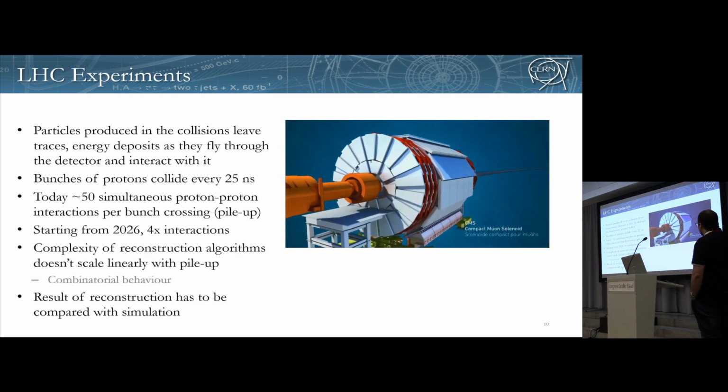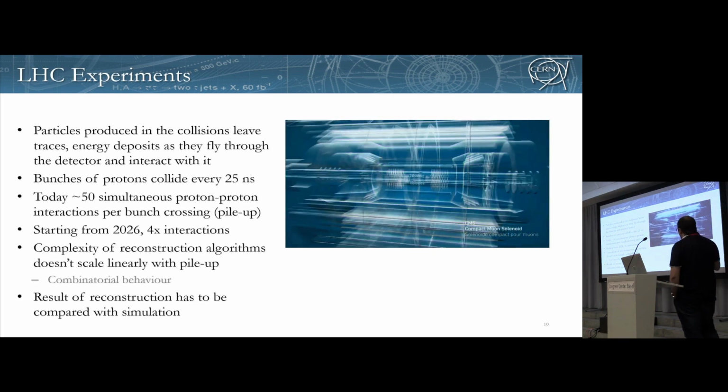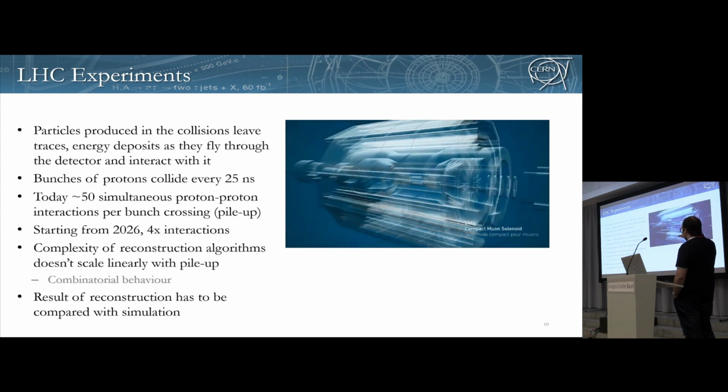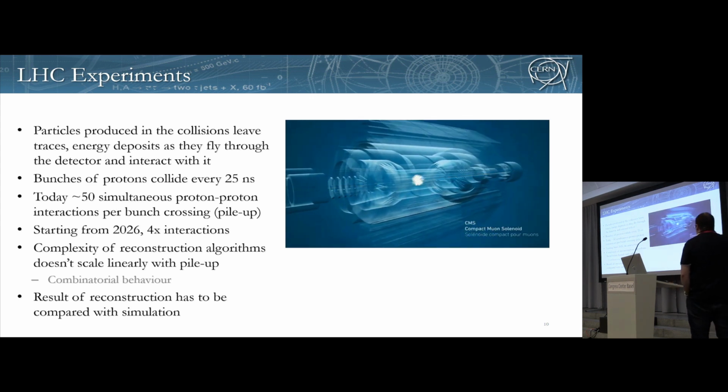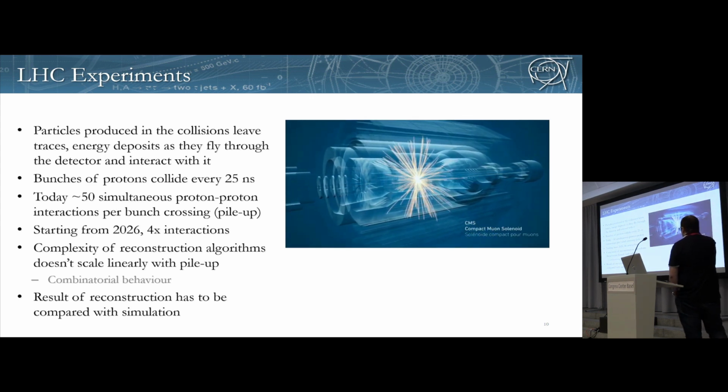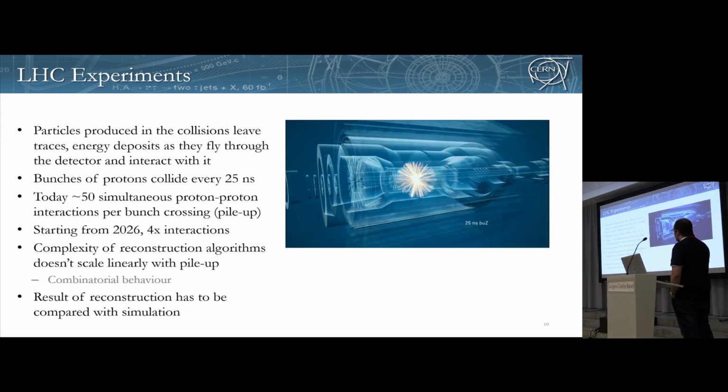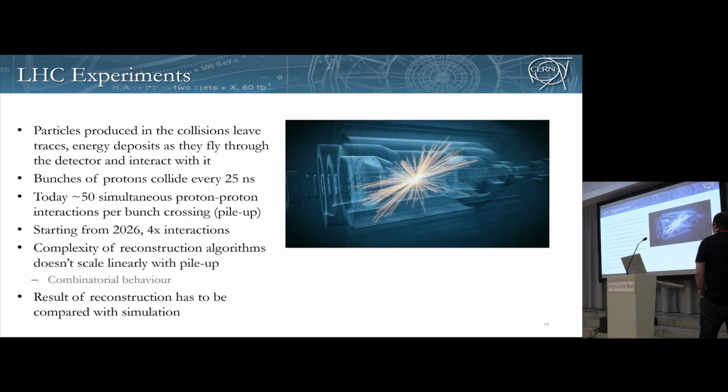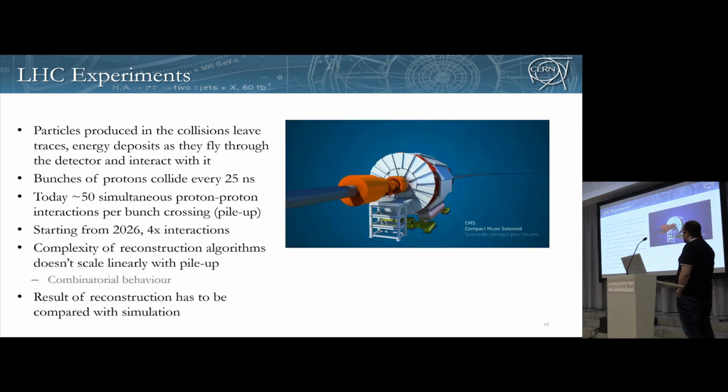So to summarize, at the LHC experiments, we have bunches of protons colliding every 25 nanoseconds. Particles produced in the collision leave traces that we want to study. Today, each bunch crossing, you have basically 50 simultaneous proton-proton interactions. This is called pileup. And starting from 2026, we will have the high luminosity LHC, and the number of simultaneous proton-proton collisions will go up by a factor of 4.